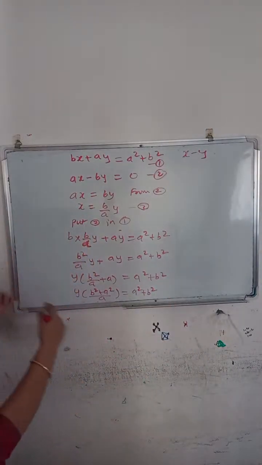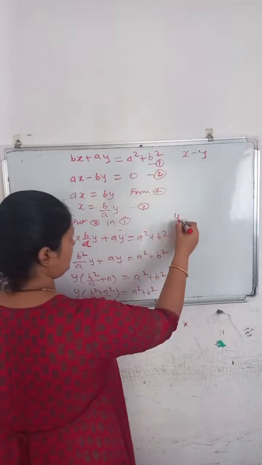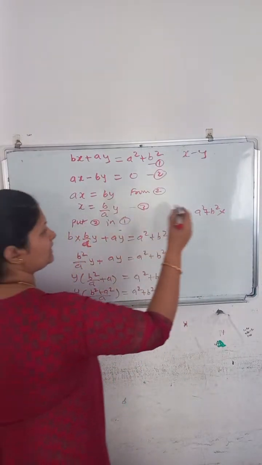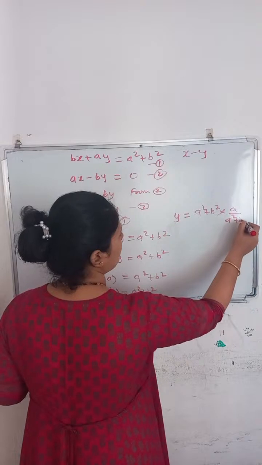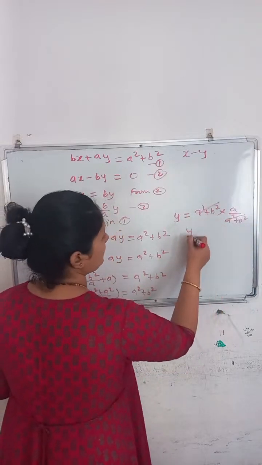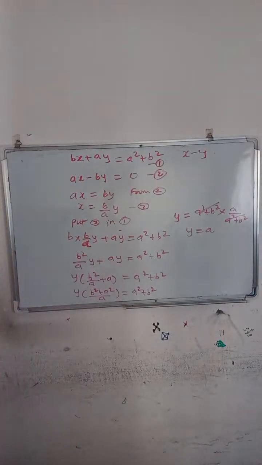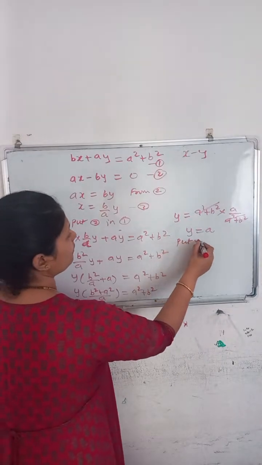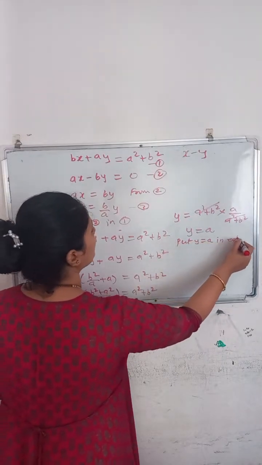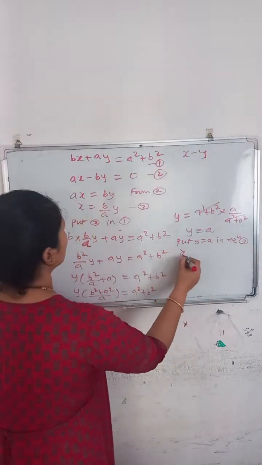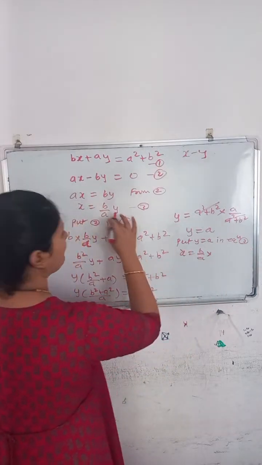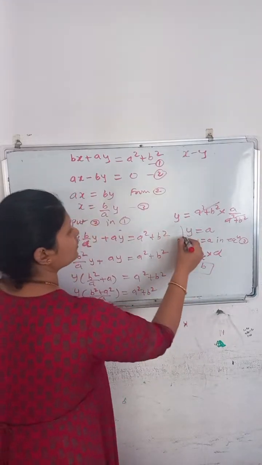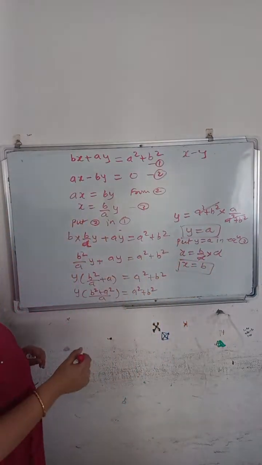Now I will transpose this term to this side. So y is equal to a square plus b square, and when you multiply, this gets reciprocal, a upon a square plus b square. Now this gets cancelled and I got finally y as a. Once I get a, then substitute here. Put y is equal to a in equation number 3. So x is equal to b by a into y, whose value is a. So a and a cancel, x is equal to what? b. Now I got x and y, a and b.